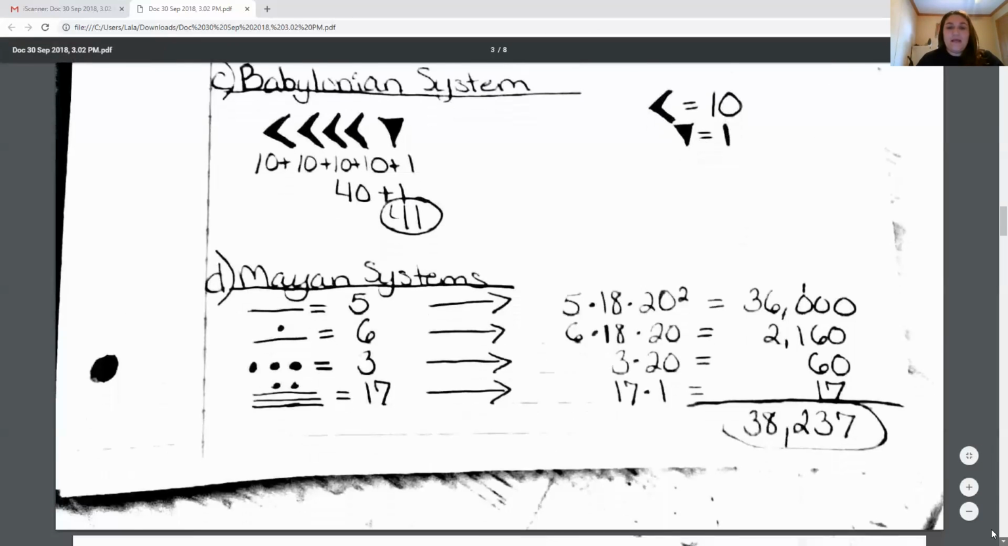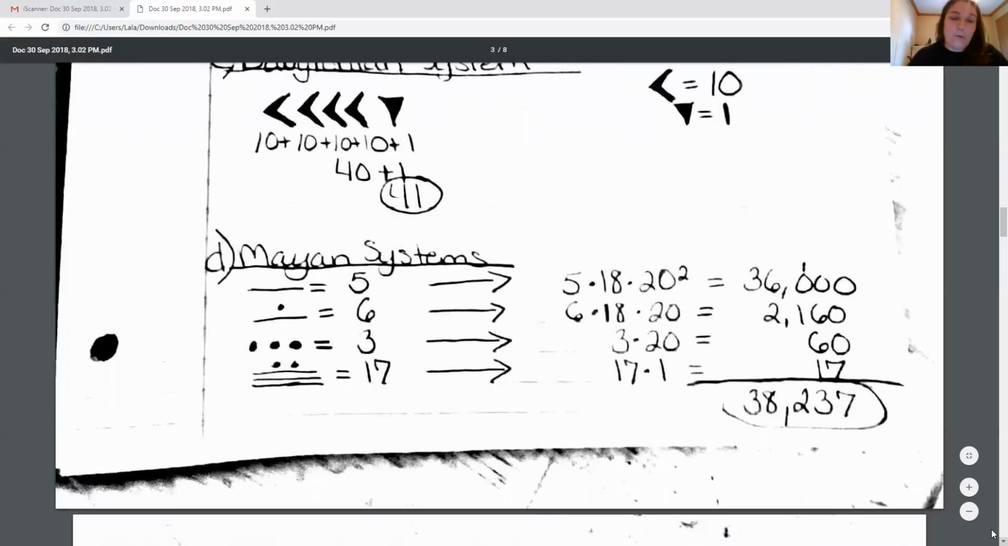Let's do one more. This one looks a little hard, but once you understand the system and the keys that they offer you, then you'll get it. It's the Mayan system. So we have this straight line, which is equal to 5. We have a line with a dot above it, which is equal to 6. 3 dots, which is 3. And then we have 3 lines with 2 dots on top, which is equal to 17.